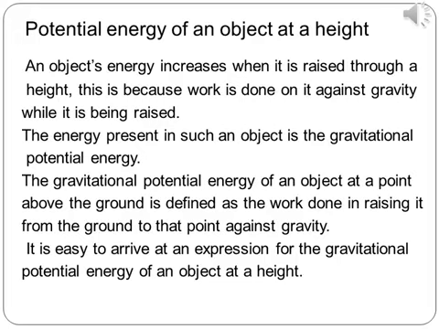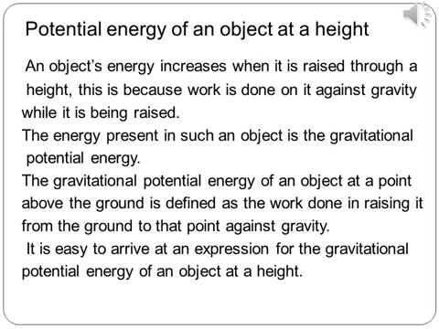From this definition, it is clear that the potential energy of an object changes with change in its height. That is, the object's potential energy increases when it is raised through a height. This is because work is done on it against gravity while it is being raised. The energy present in such an object is called the gravitational potential energy. It is one form of potential energy.